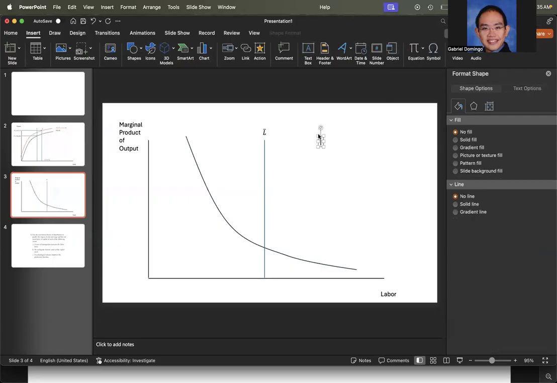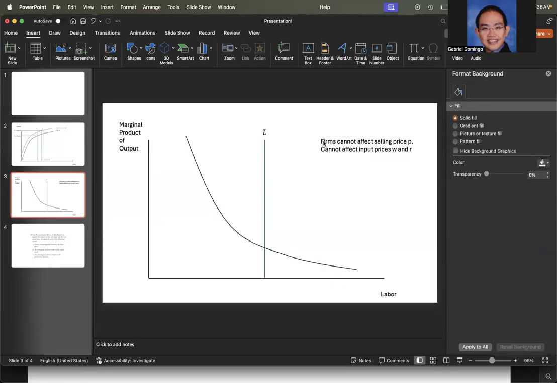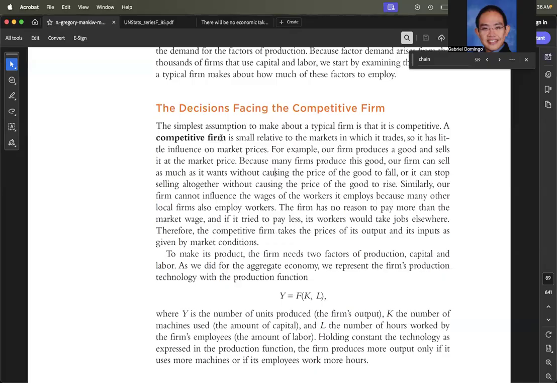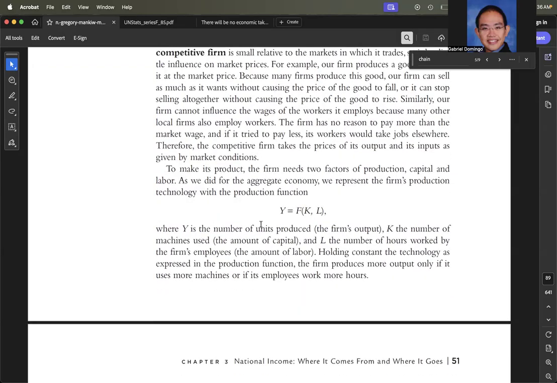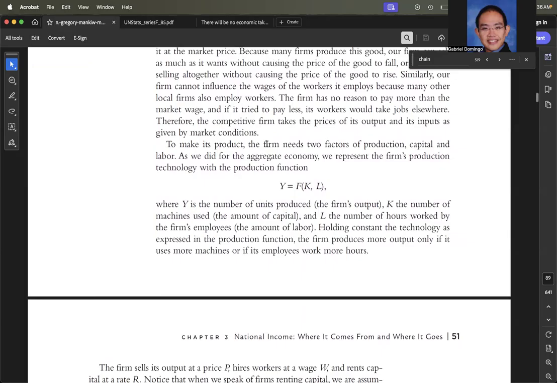This text box. Firms cannot affect selling price P, and they cannot affect input prices W and R. This is called the perfectly competitive assumption, or the competitive firm assumption, at the output and in the input side. To make a product, the firm needs two factors, capital and labor.